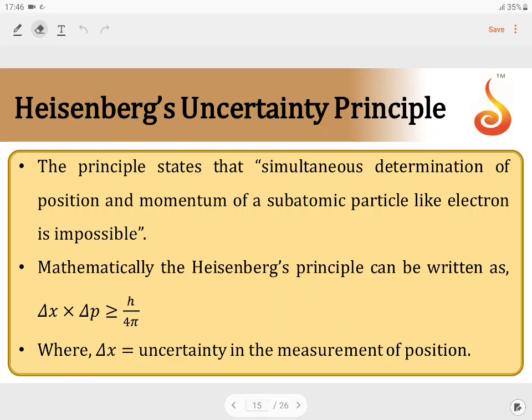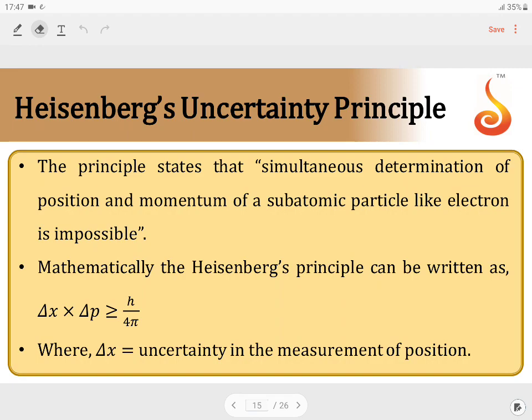The next concept is the Heisenberg uncertainty principle. Even this principle gives a major basement, or one of the major contributions, to the quantum mechanical model of the atom. Now, what is the need of introducing or studying this Heisenberg uncertainty principle? The major contribution is regarding Bohr's theory.